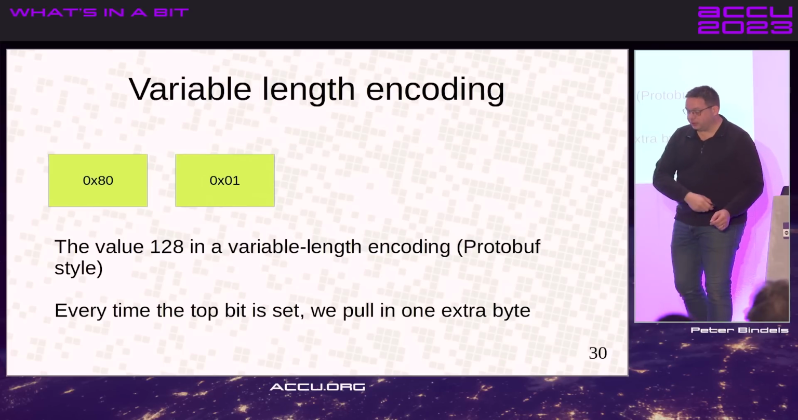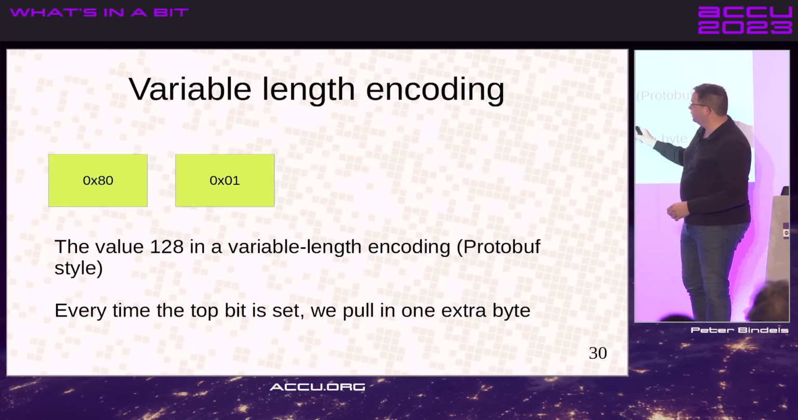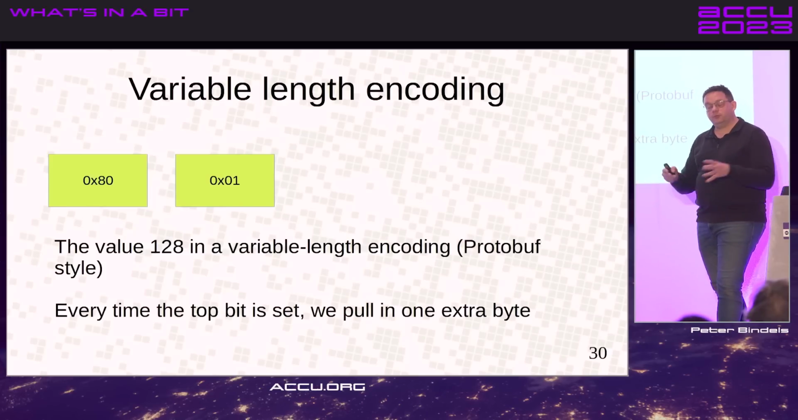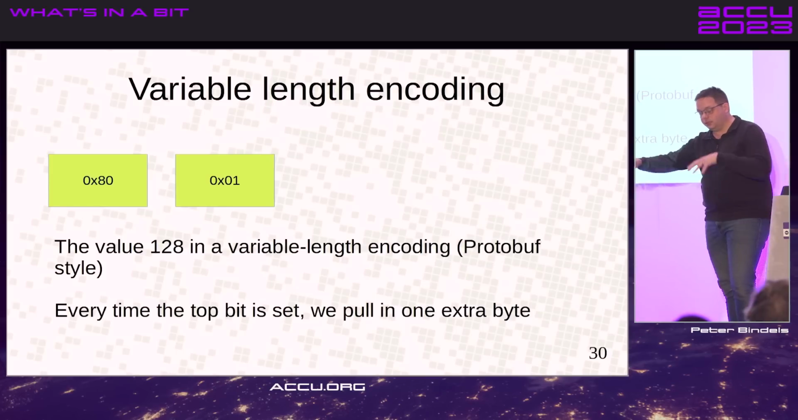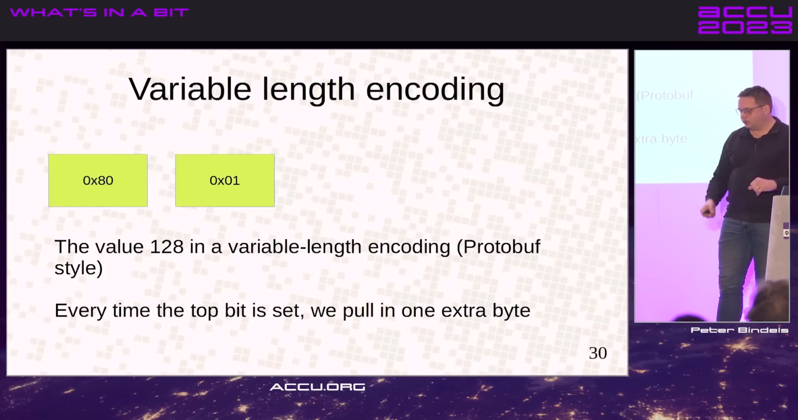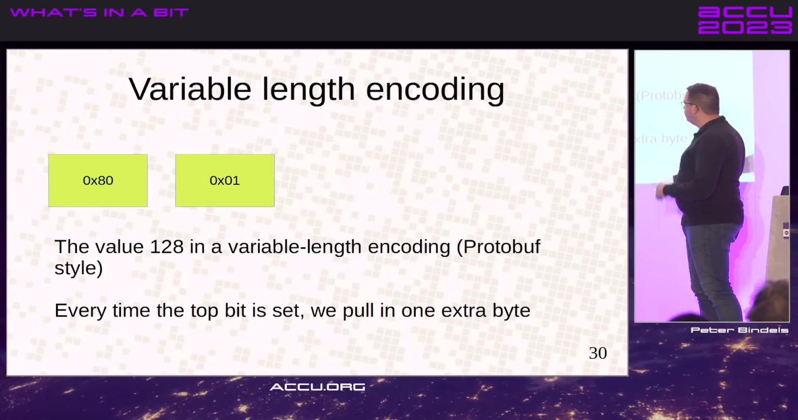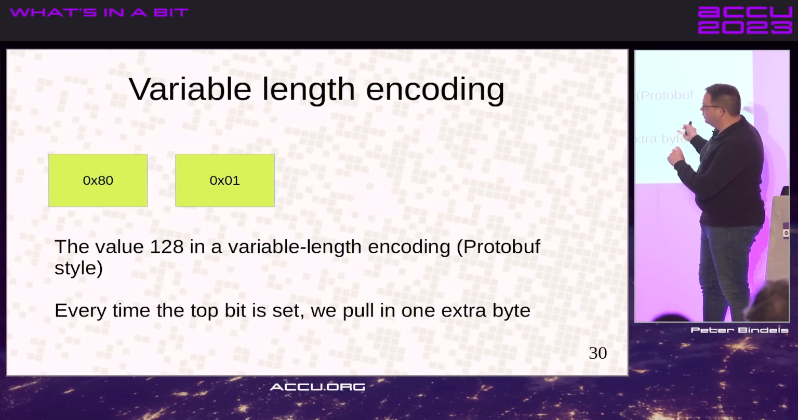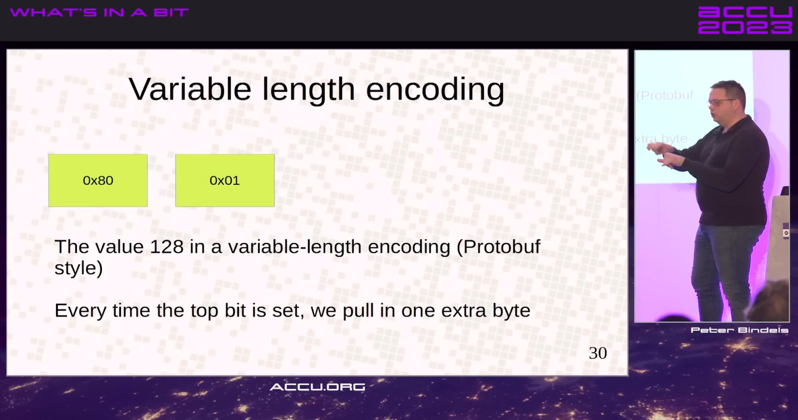If we go beyond this, we have 128. And 128 has a top bit set, which means we can't just put it in a byte and expect it to work because it's going to drag in a second byte and then decode that with the variable length encoding. So how does this work? So every time the top bit is set, we take the byte that we have and add in another one.